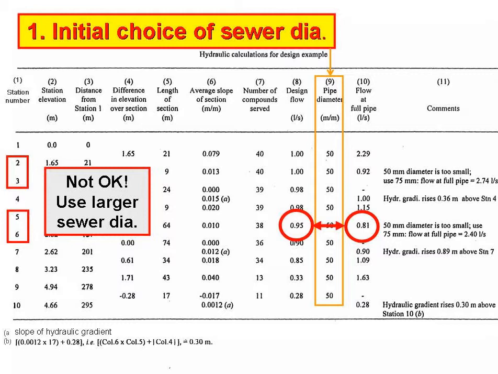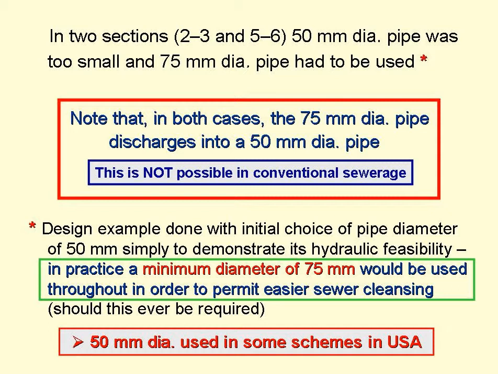However, in 2 sections, our initial choice of 50 millimetre diameter sewer is not satisfactory. These sections are between stations 2 and 3 and between stations 5 and 6. In both cases, the design flow is more than the full pipe flow, and so we must use a 75mm diameter sewer rather than 50mm. And then in both cases, the flow at full pipe in the larger diameter sewer is more than the design flow. So in these two sections, we found that the 50mm pipe was too small, and we had to use 75mm pipe instead. In both cases, it's worth noting, the 75mm pipe discharges back into a 50mm pipe. And this is not possible in conventional sewerage, but perfectly possible with settled sewerage.